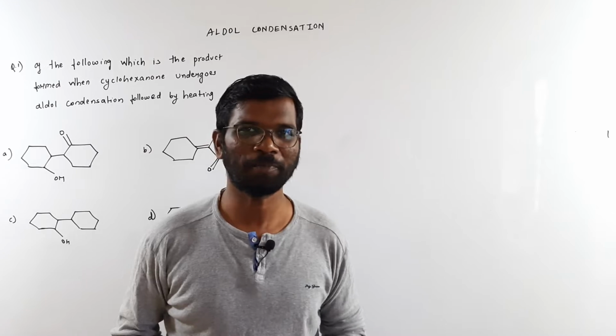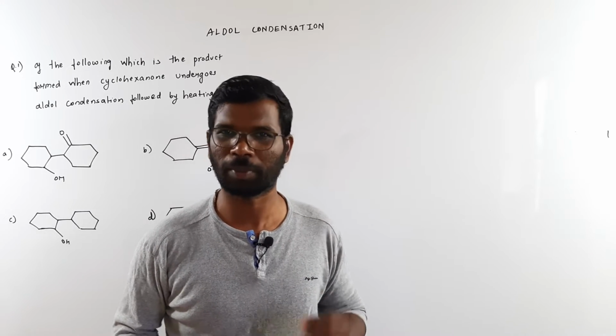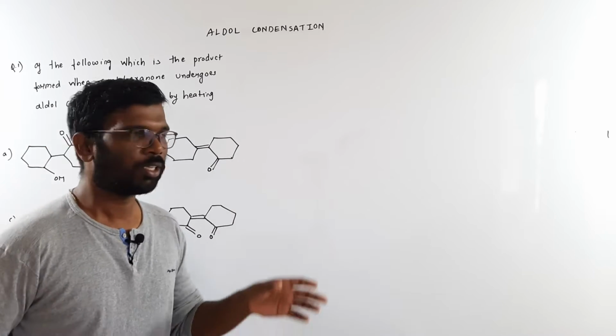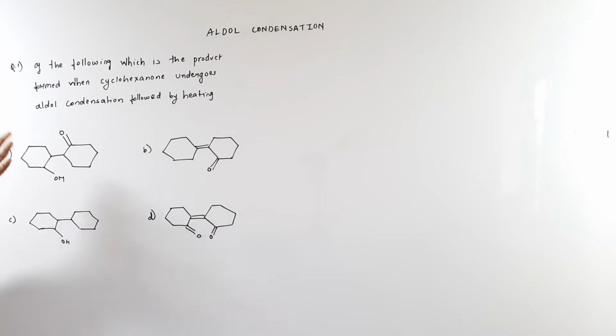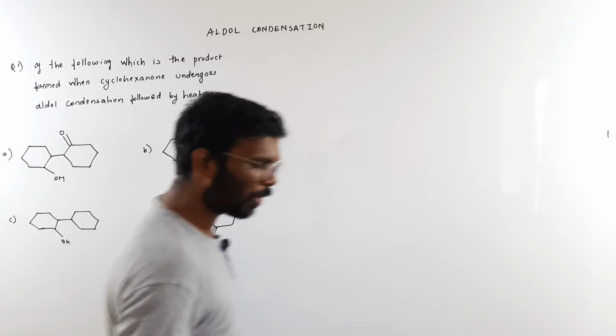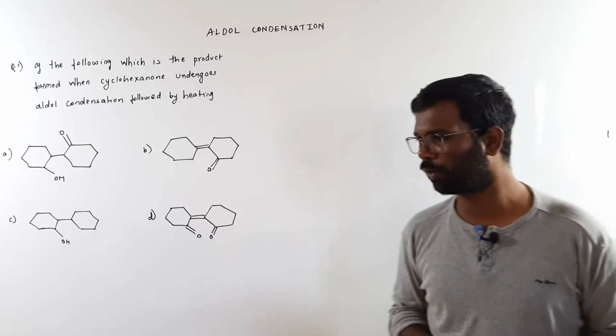Hello students, here I am going to discuss a question based on aldol condensation. The question given over here is: which of the following is the product formed when cyclohexanone undergoes aldol condensation followed by heating? You can pause the video for some time and try by yourself.